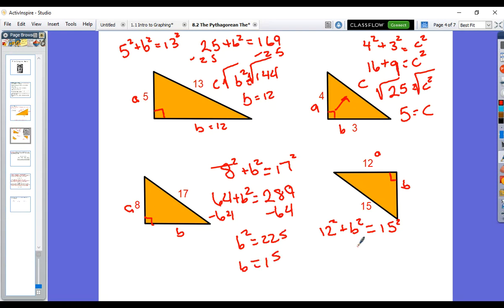And this one is 13, I think. 225, 144 plus B squared, minus 144 is 81. So this one works out. B squared equals 81. So B equals 9. So let's pick something else.